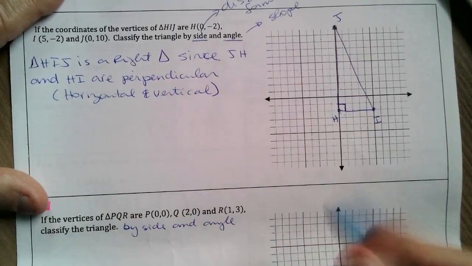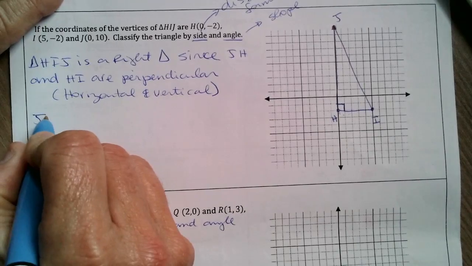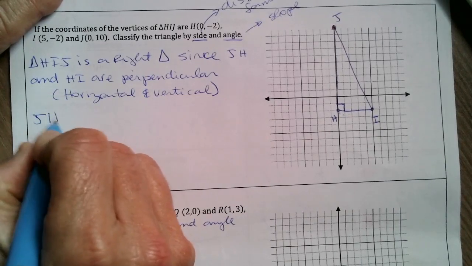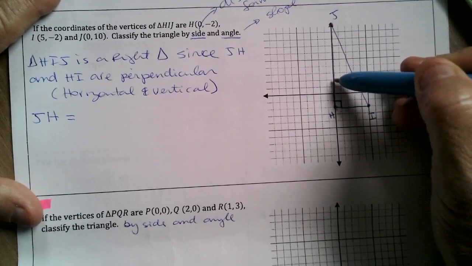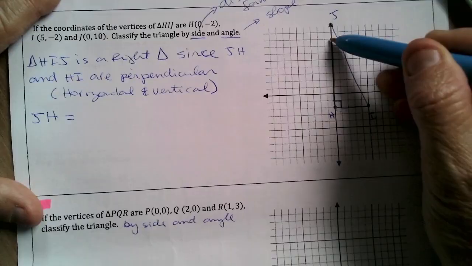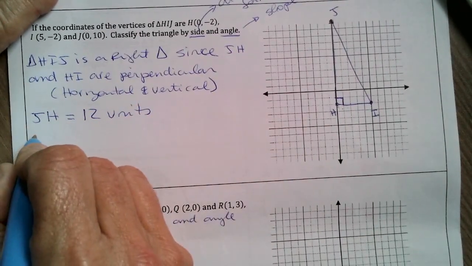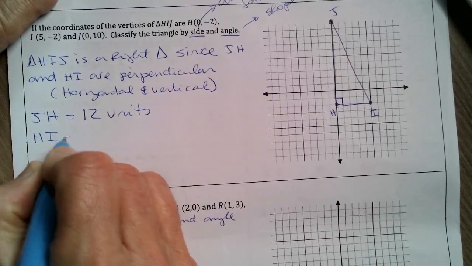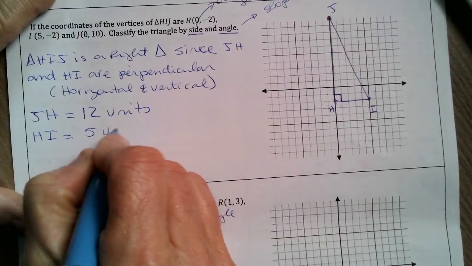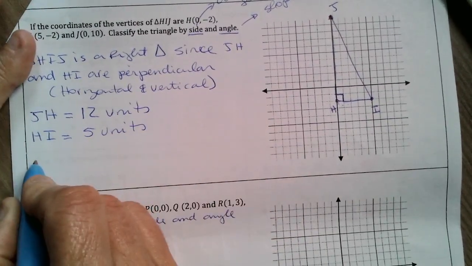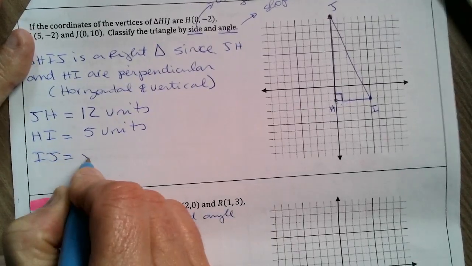By the side, we have to compare the length of each side. So again, we are lucky that this is kind of squared with the coordinate plane. So JH, we just count 1, 2, 3, 4, 5, 6, 7, 8, 9, 10, 11, 12. 12 units. HI, 1, 2, 3, 4, 5. 5 units. And then IJ, we have to use the distance formula.